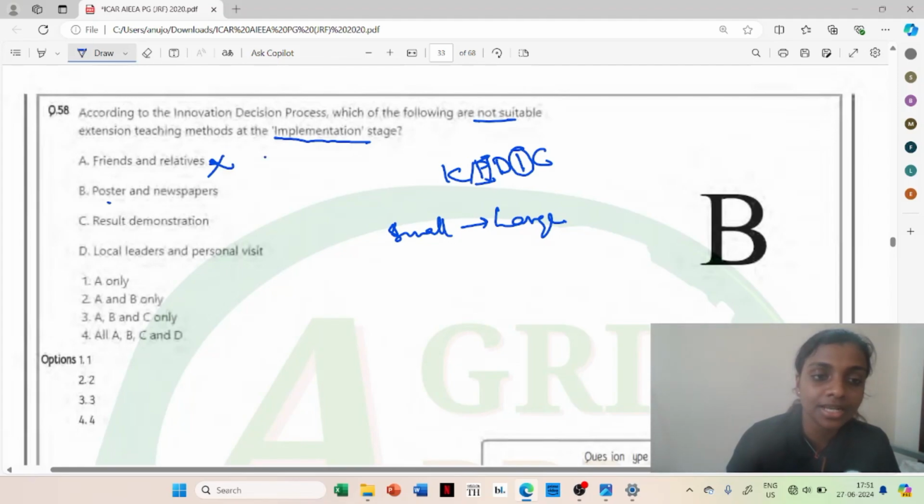And the second one is poster and newspaper. Posters and newspapers are attention-seeking media, which means knowledge regarding a technology can best be gained through them, so they go in the knowledge stage. So this will also not come in the implementation stage. Result demonstration is also a type of persuasion, so it will also not come. And local leaders and personal visit: when you are implementing something, you might need the help of local leaders and the personal visit of an extension agent. So the option will be A, B, and C.